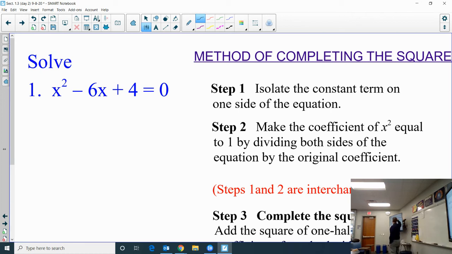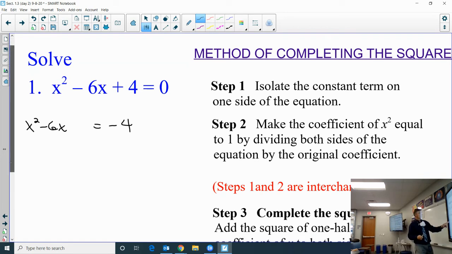We talk about step 1. Isolate the constant term on one side of the equation. So move that 4 over. And when you move it over, you got to subtract it. Step 2: make the coefficient of the x squared equal to 1. It already is. That's life's easy. Okay? So step 2 we don't need to do. Step 3: complete the square.